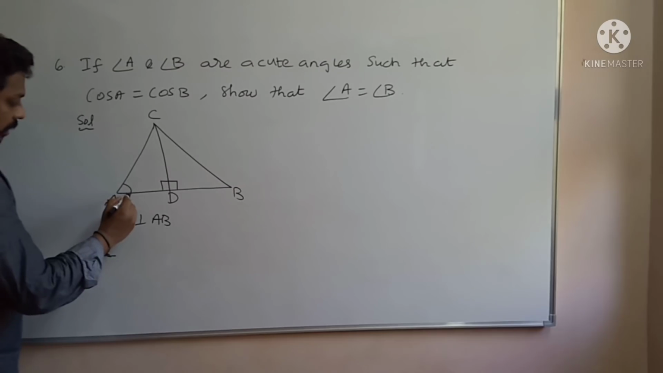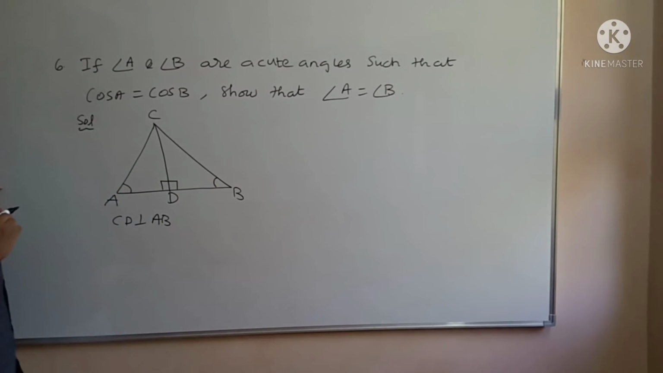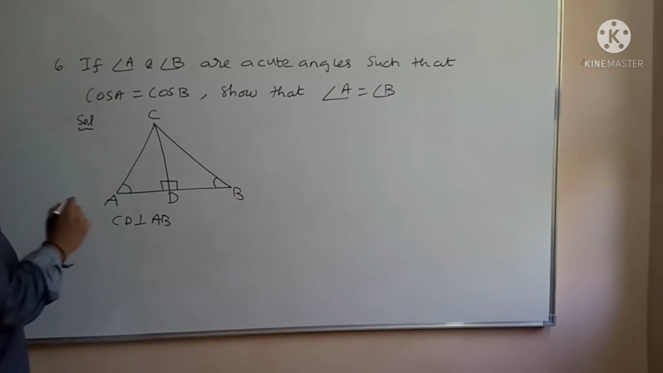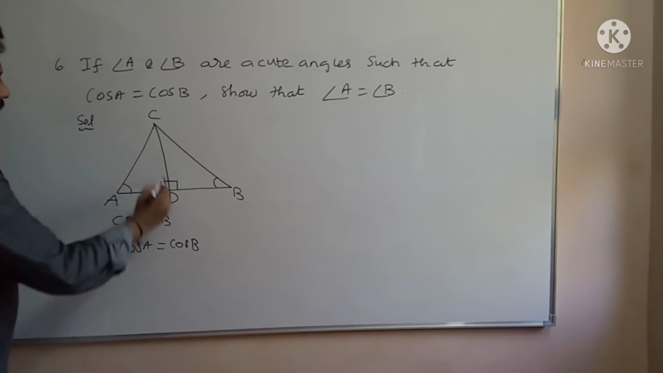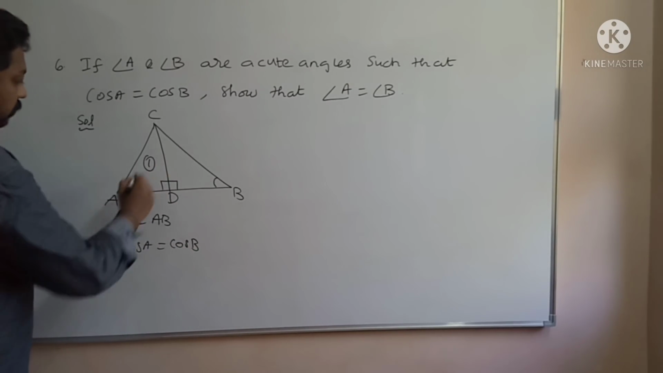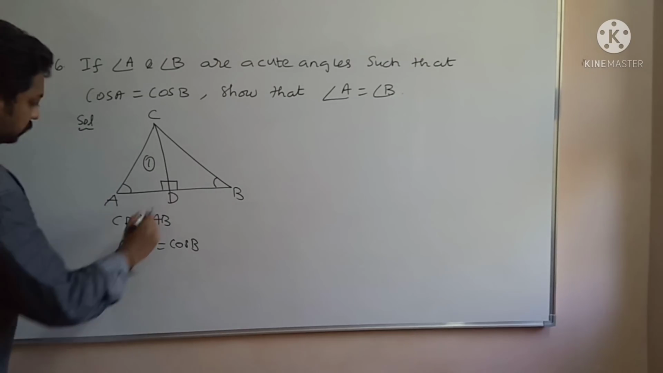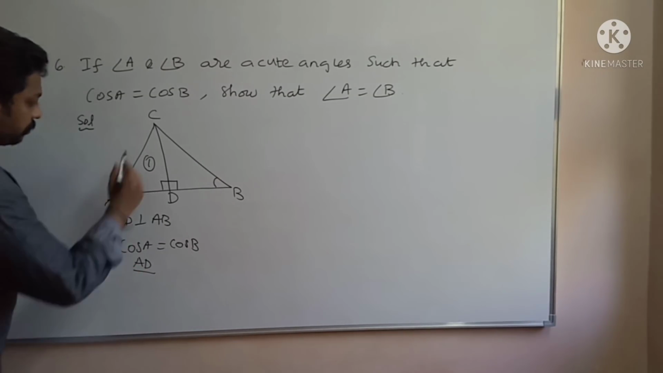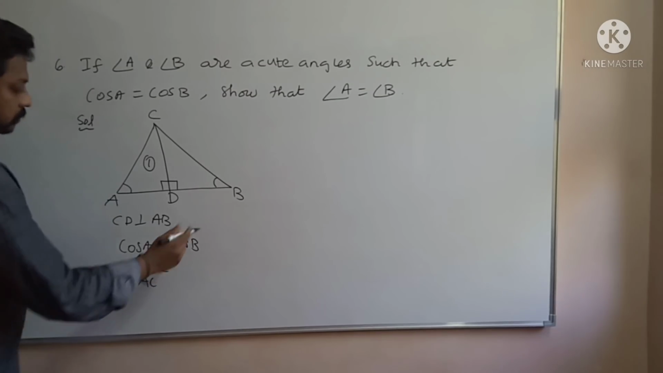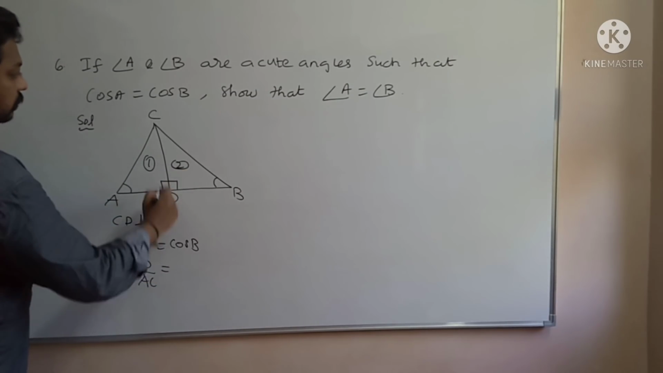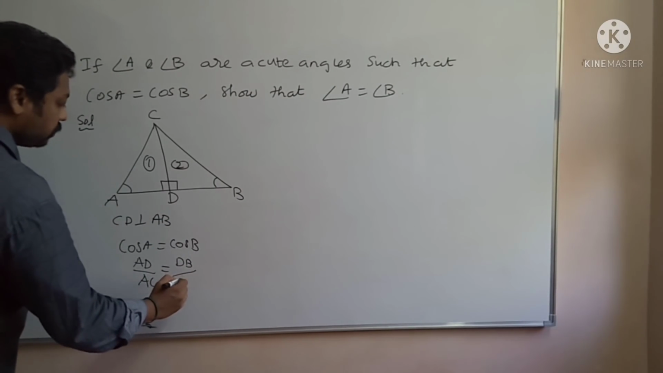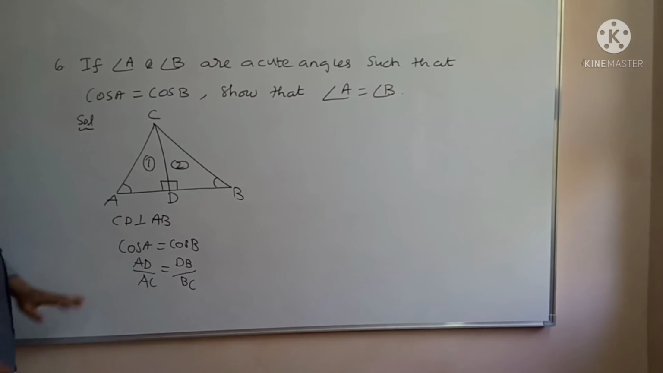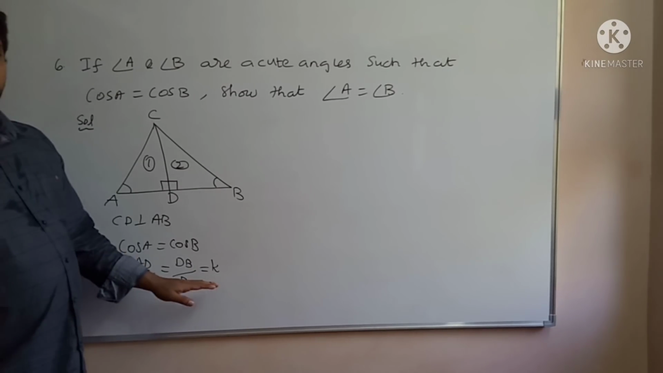Here we have to prove that angle A and angle B are equal. What is given? Cos A is equal to cos B. From right angle triangle ADC, that is triangle 1, what is cos A? Cos A is AD by AC, correct? In the second triangle, that is DCB, what is cos B? Cos B is DB by BC. Let this ratio be K, because this is the ratio, we assume that it is equal to K.